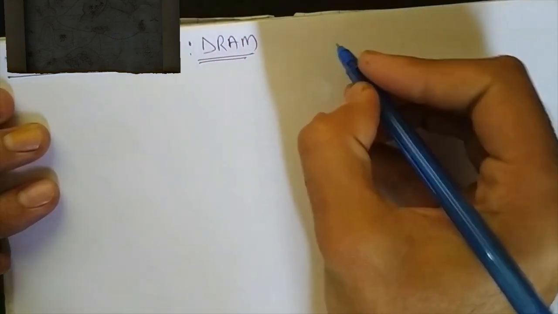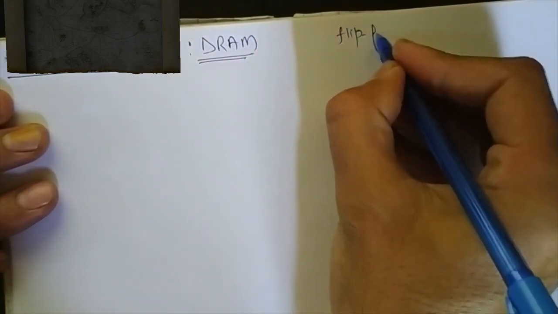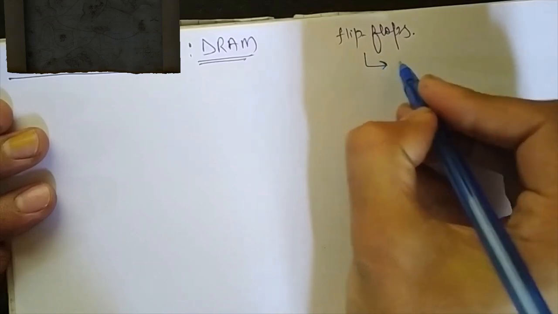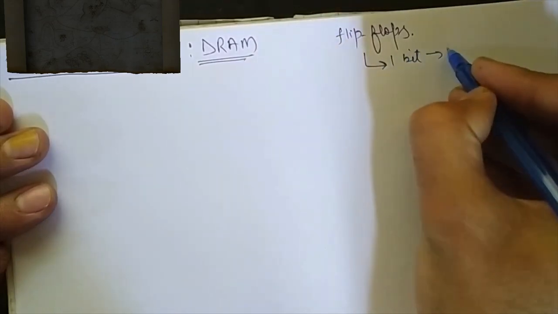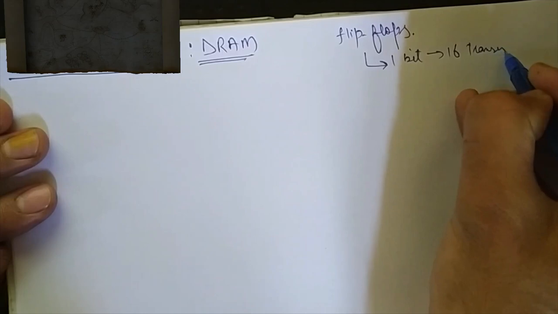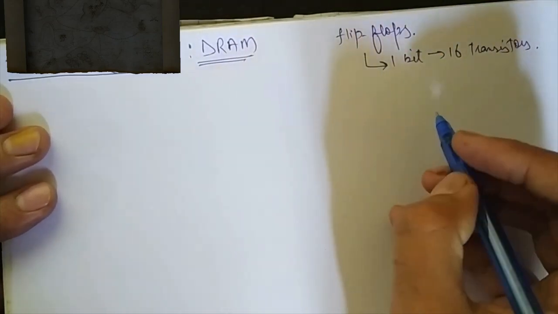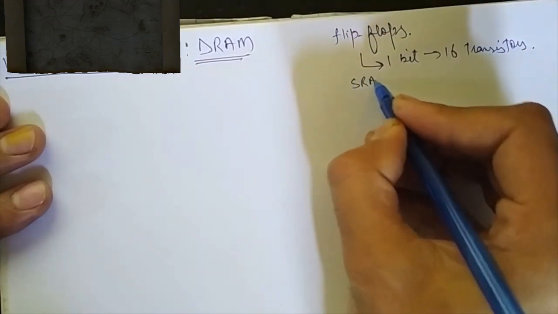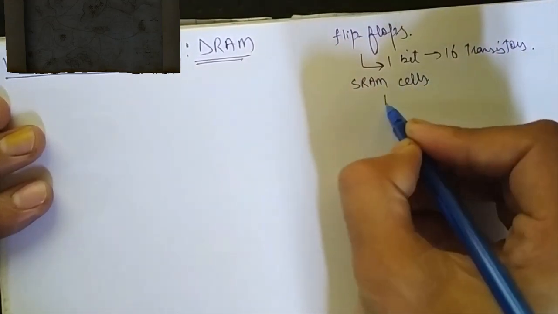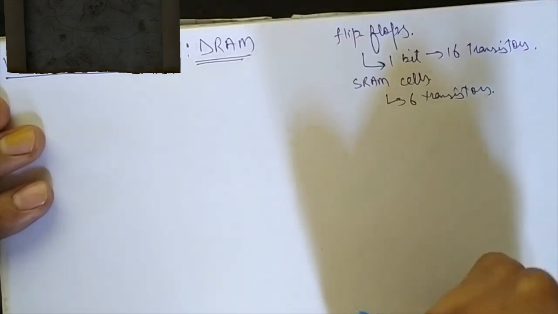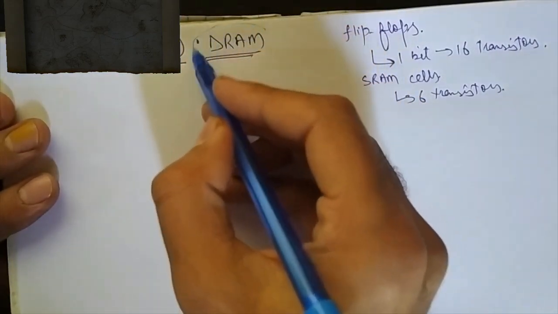We saw that for a single D flip-flop to store one bit, we require 16 transistors. However, to decrease the number of transistors needed to store a single bit, we came up with the idea of SRAM cells, where 6 transistors can be used to store a single bit. To further reduce the number of transistors, we have the DRAM cell.